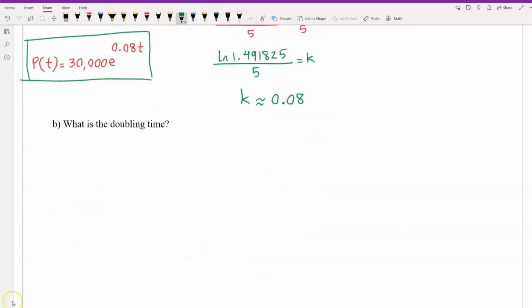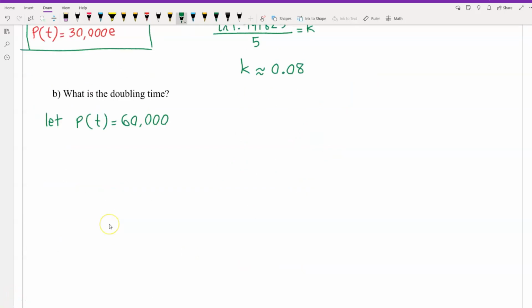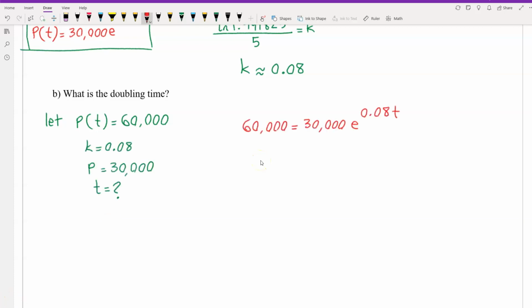What is the doubling time? We're going to use part A. In part A, P sub 0 is equal to 30,000, and doubling that initial number, we're going to have P of t equal to 60,000. And k is 0.08. We have to find t, so 60,000 equal to 30,000 times e power 0.08 times t. So divide both sides by 30,000. So we have 2 equal to e power 0.08 times t.